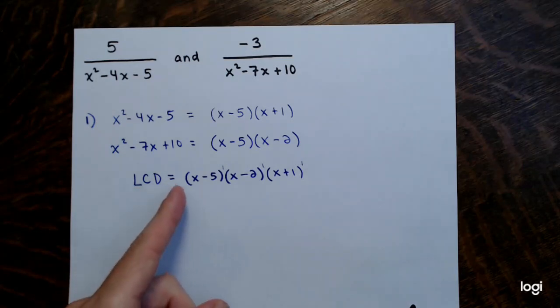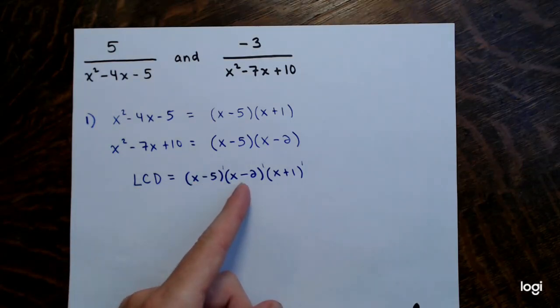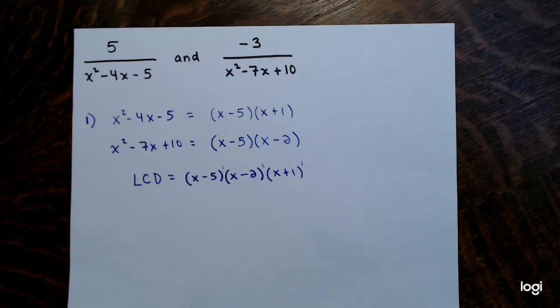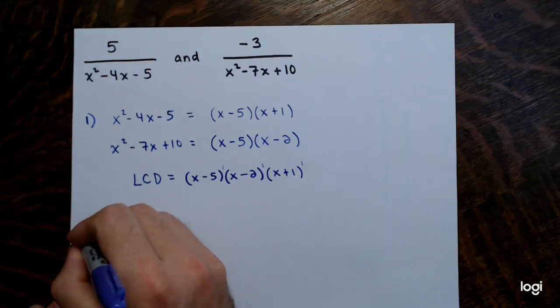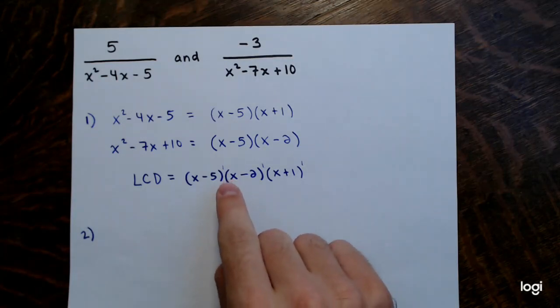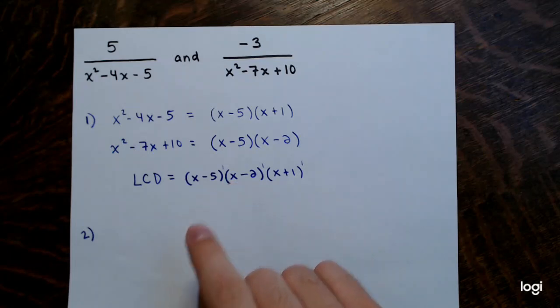Okay, so there's the LCD. This is the denominator I'm going to try to get for each of these fractions. So then part 2 is writing these as an equivalent fraction with this denominator, with the LCD.